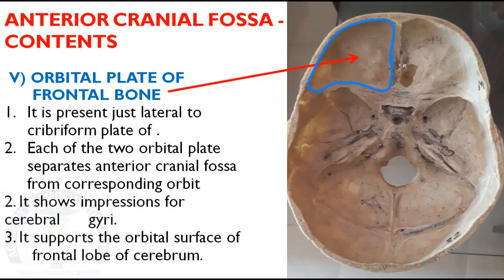Next is the orbital plate of the frontal bone. It is present just lateral to the cribriform plate of the ethmoid bone. Each of the two orbital plates separates the anterior cranial fossa from the corresponding orbit. This is the important part, that the orbit is separated from the anterior cranial fossa by these two orbital plates. It shows impressions for the cerebral gyri. If you look, there are small impressions for the cerebral gyri. It supports the orbital surface of the frontal lobe of the cerebrum.